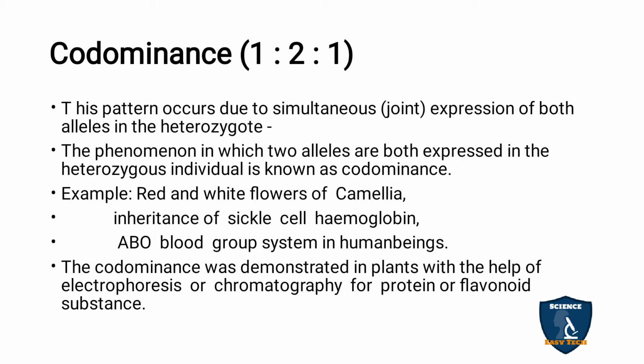Next we move on to codominance. Codominance we have discussed already in ABO blood groups, where blood groups A and B are codominant to each other. So this pattern occurs due to simultaneous joint expression. Simultaneous means continuous expression of both the alleles in the heterozygous condition. The phenomenon in which two alleles are both expressed in a heterozygous individual is known as codominance.